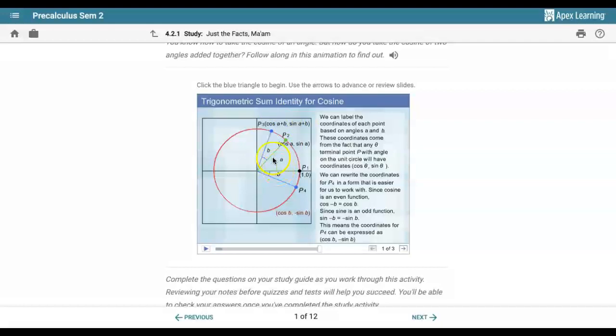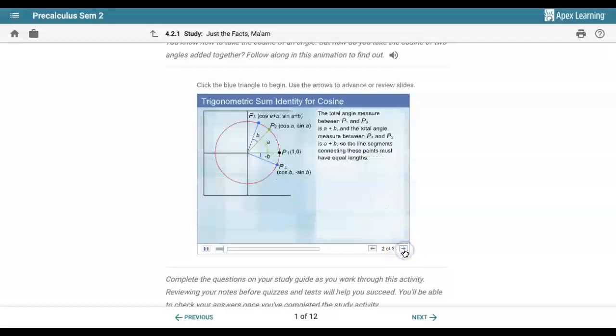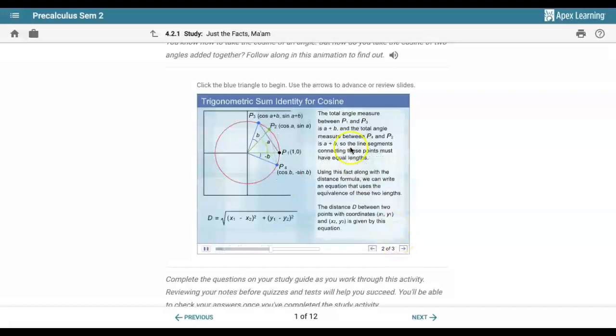Angle A is our original, but now we've also added on this angle B. Because if we just went straight here, this would of course be cosine of this angle. But since B is only the distance between A and B here, this green line and this blue line, we have to do this addition property here. So as I just told you, the total angle measurement between P1 and P3 is the total angle there. That's our total angle, A plus B.